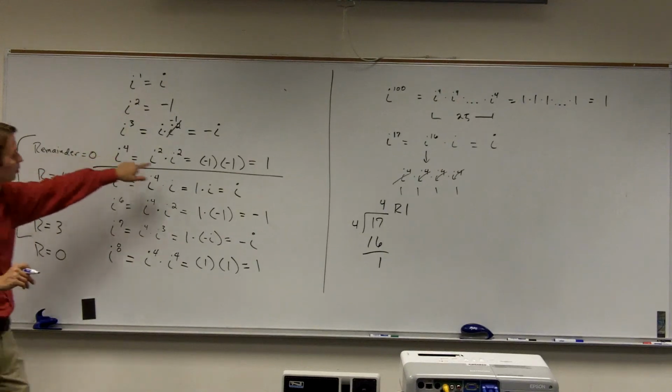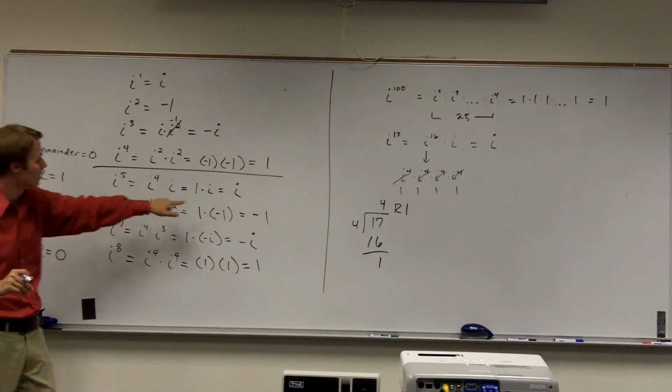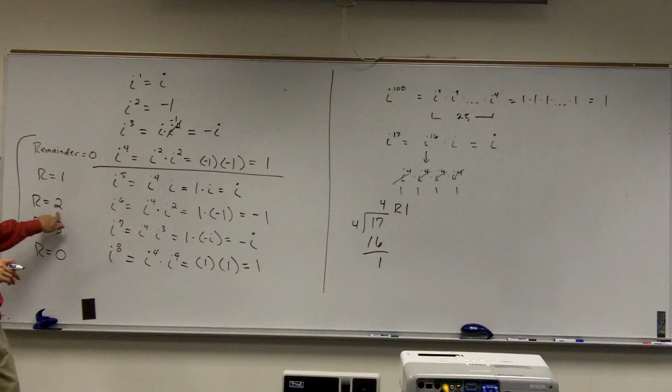So a remainder of 0 means it'll always be 1. A remainder of 1 means it'll simplify to I. A remainder of 2, it'll simplify to negative 1. And a remainder of 3, it should simplify down to negative I.